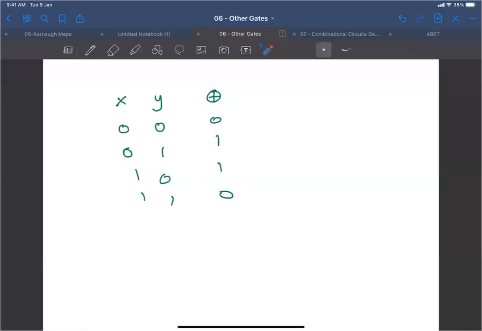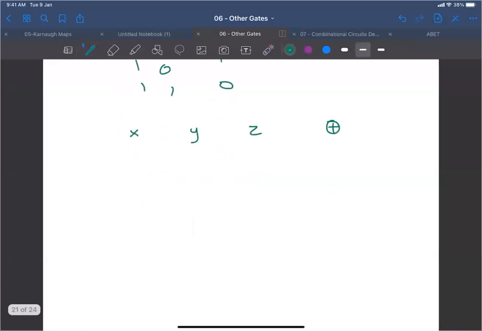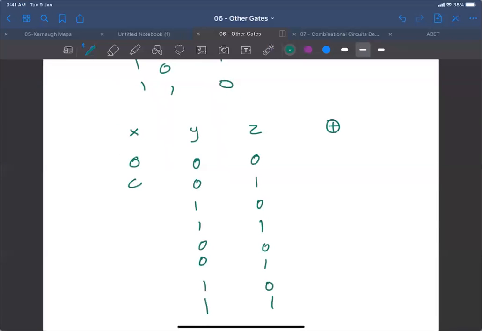So if you have 3 variables, X, Y, and Z, and then you have the XOR, let me just write 0101 0101, and then 0011 0011, and then 4 zeros followed by 4 ones. All right.